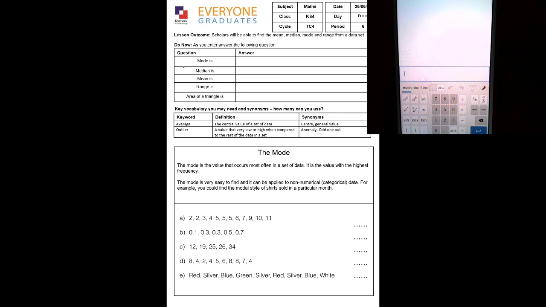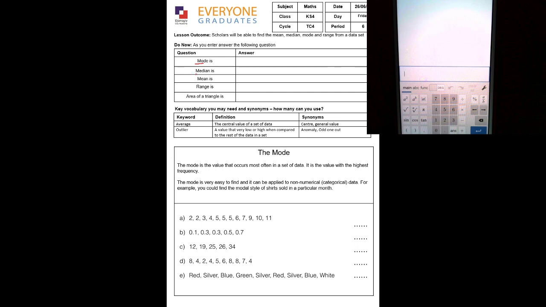So mode. The way that you can remember the mode is it's the most common. So mode is the most common or the most frequently occurring item in that data set. So the mo for most common.